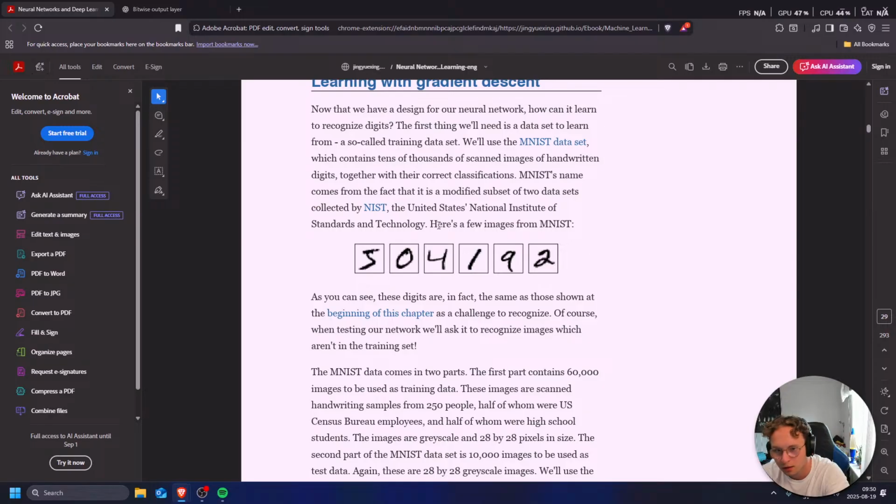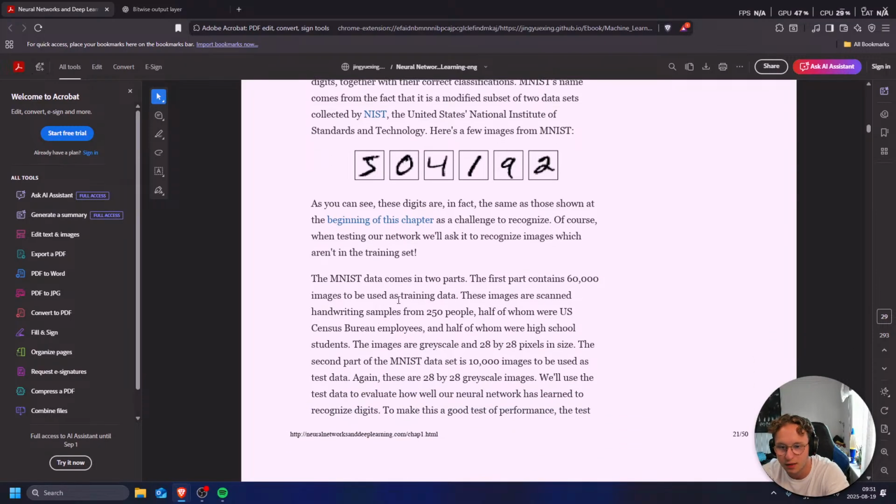MNIST, I think. As you can see, there are digits. These digits are in fact the same as shown at the beginning of the chapter. Yeah, it makes sense as a chance to recognize. Of course, when testing our network, we will ask it to recognize images which aren't in the training set.